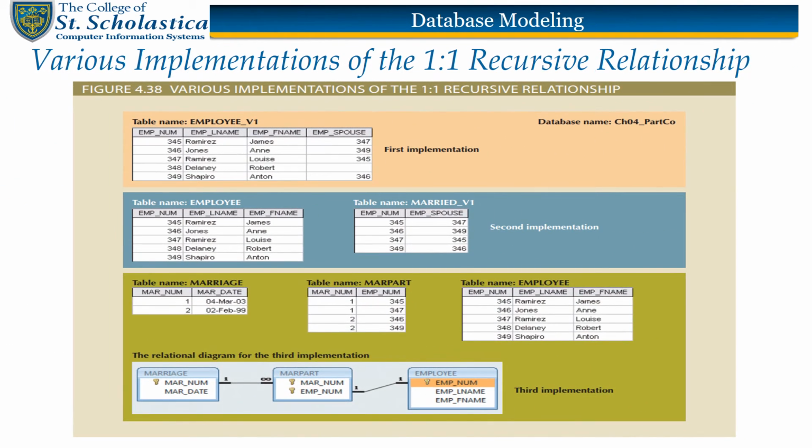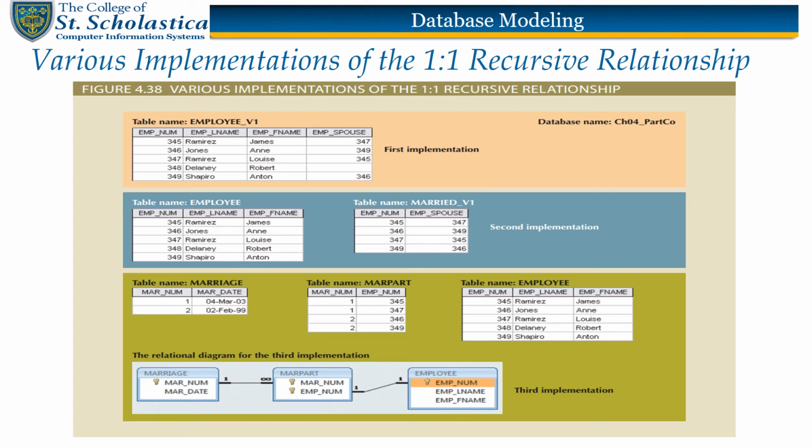Note that the employee_V1 table in Figure 4.38 is likely to yield data anomalies. For example, if Ann Jones divorces Anton Shapiro, two records must be updated by setting the respective emp_spouse values to null to properly reflect that change.